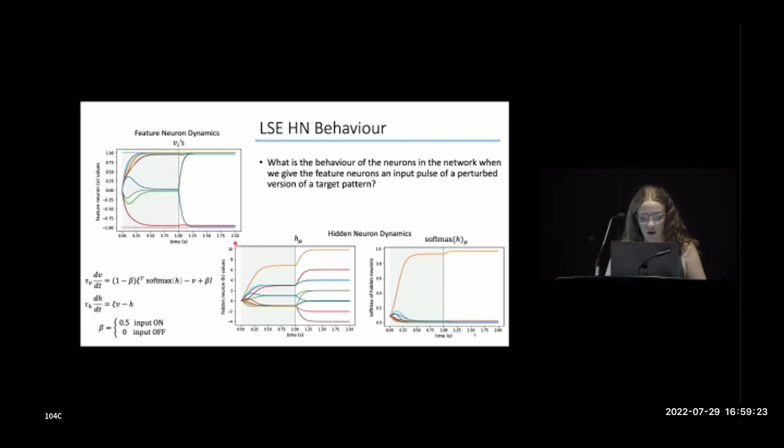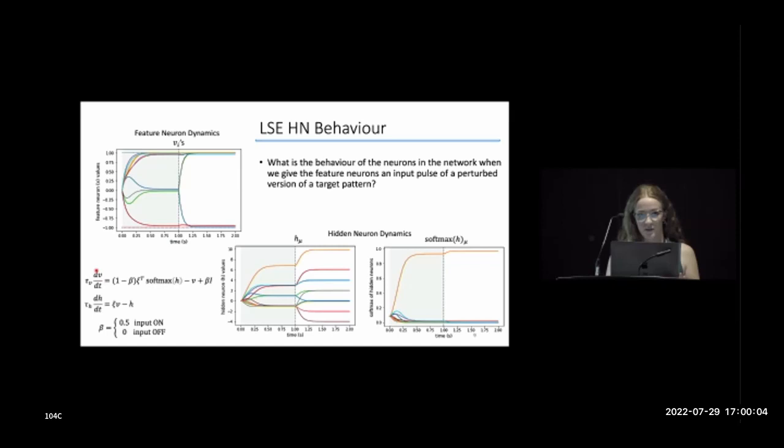So here I'm just showing you the state of the network over time. Here I'm showing the feature neurons and the hidden neurons before and after the softmax function is applied. Each line here just represents a different neuron over time, and the shaded region represents when the input is on. The input here corresponds to a perturbed version of a target memory where three bits specifically are flipped. And of course, the feature neurons are driven by both the memory and this input, so there's this sort of battle going on between them. And then as soon as the input is turned off, the hidden neurons take full control and correct these bits. So in this sense, it acts as a CAM. And this is the behavior we want to see out of our biological version.